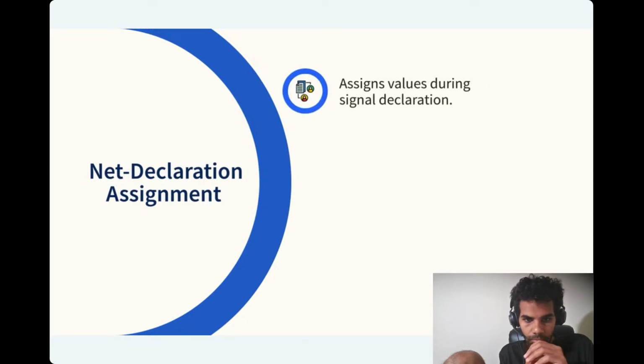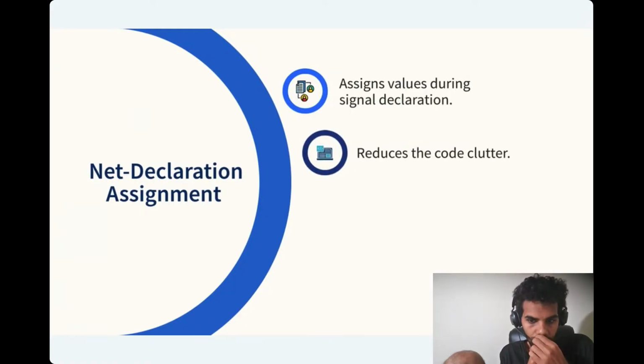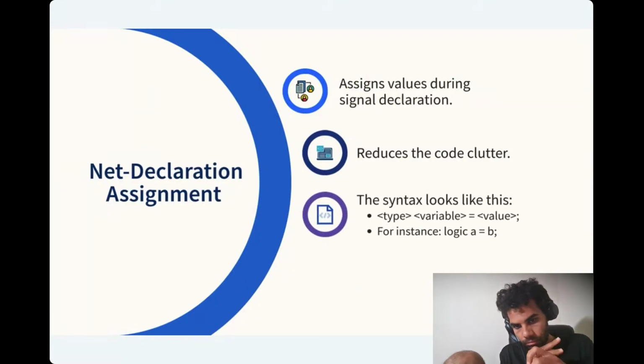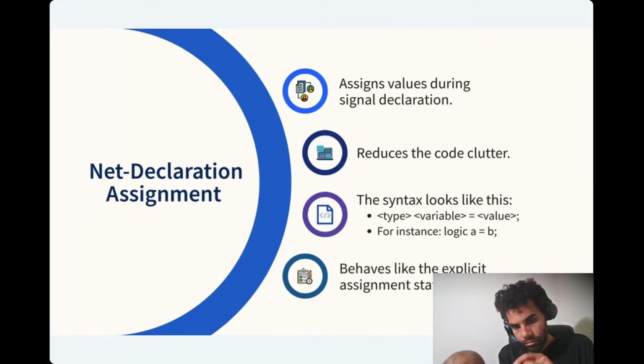So now let's talk about net declaration assignments. SystemVerilog also lets us assign a value when a signal is declared. This is known as a net declaration assignment, and it can help reduce code clutter. The syntax looks like this: type, variable, and value. For instance, you can say logic A = B. Functionally, this behaves just like the explicit assignment statements. It's simply more compact.